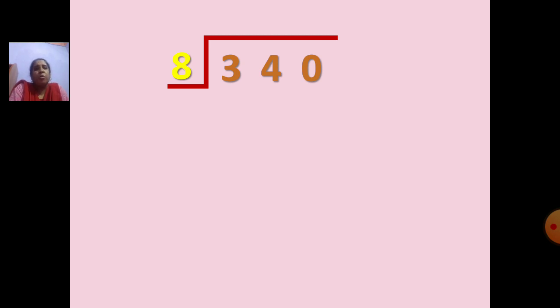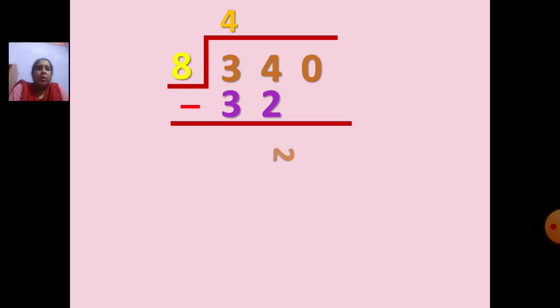That is 34. And you have to say the table of 8. Which number will come in the table of 8 less than 34? So you have to say the table of 8. 8 1s are 8, 8 2s are 16, 8 3s are 24, 8 4s are 32. 32 is close to 34. Okay, so you will write 4 up, 32 down. Draw the line, put the sign of minus. Now you will subtract. 4 minus 2, 2.